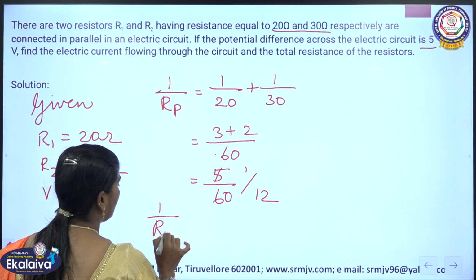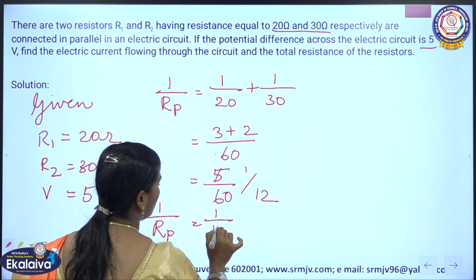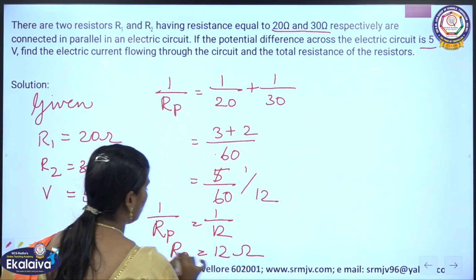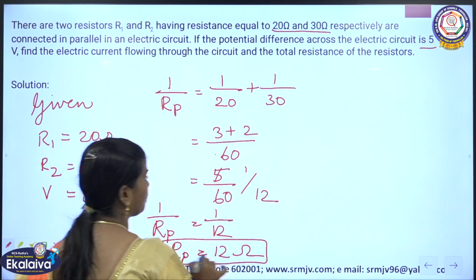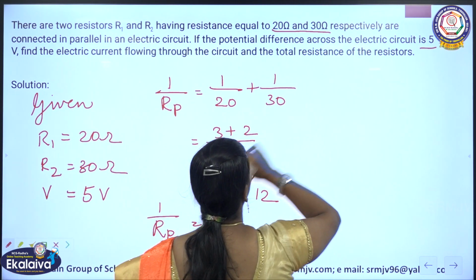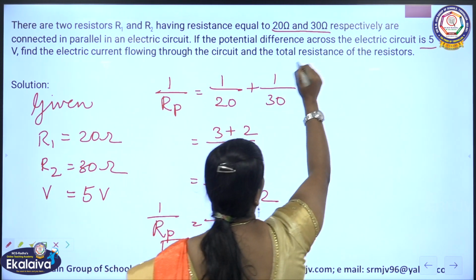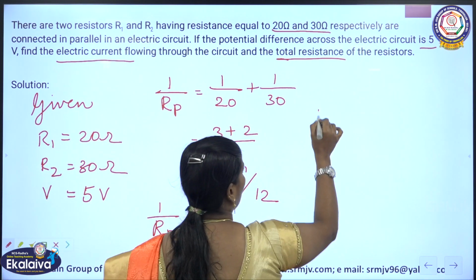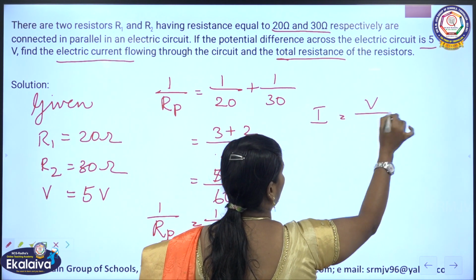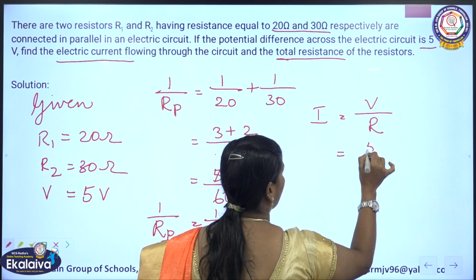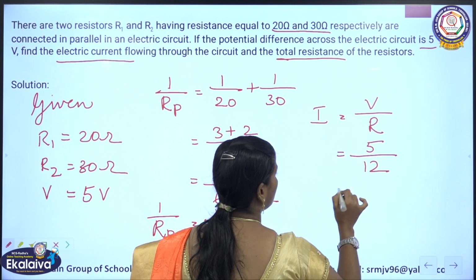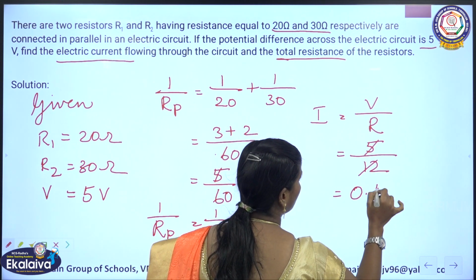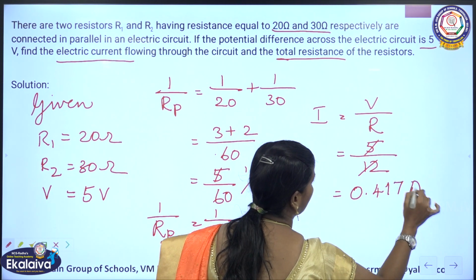So, 1 by Rp is equal to 1 by 12. When I reciprocate, Rp is equal to 12 ohm. So, the total resistance is 12 ohm. Now, they have asked us to find the total resistance, which we have found, and we also find the electric current. So, I is equal to V by R. V is 5 and R is 12. When I simplify this, I will get an answer of 0.417 ampere.